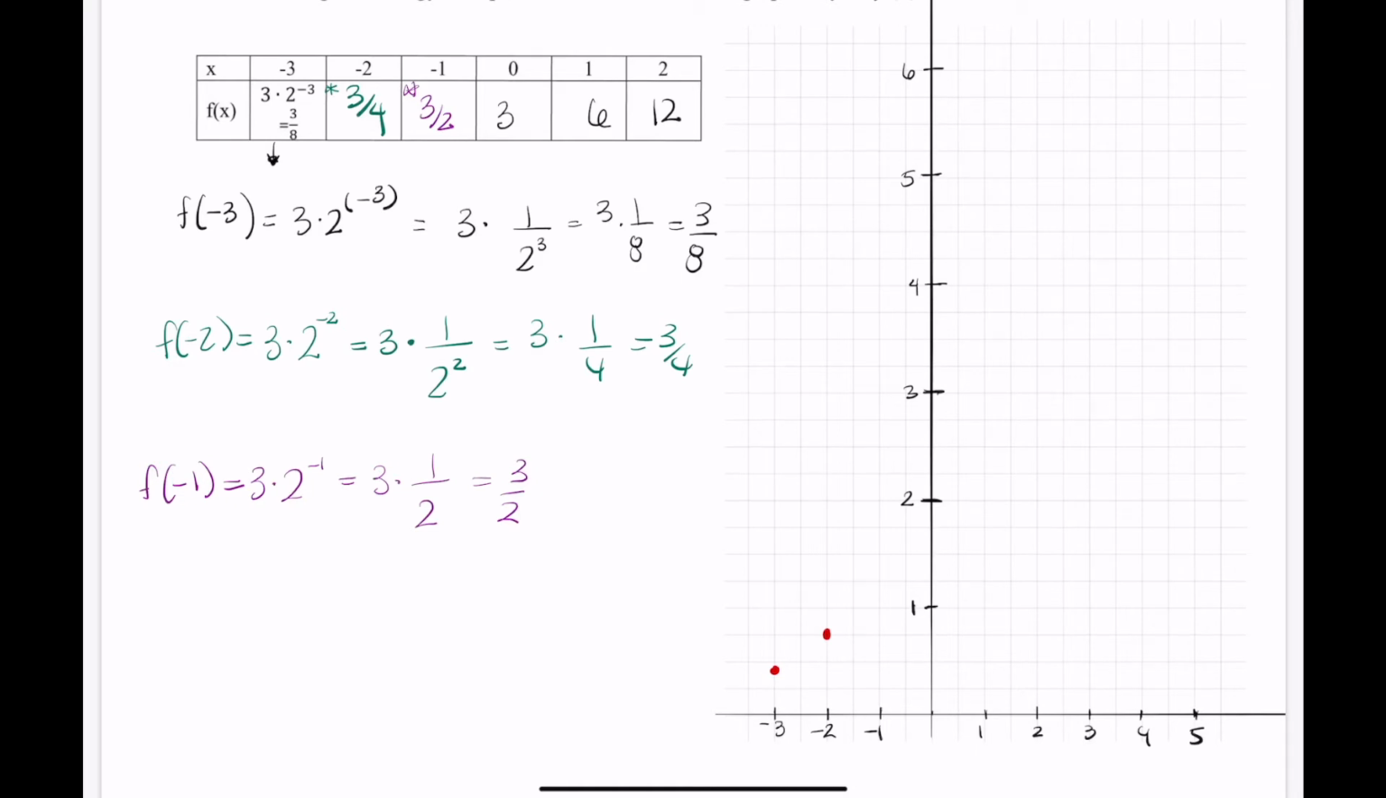At -1, it's 3/2, which is 1.5, so that's here. At x equals 0, we are at y equals 3. At x equals 1, we go all the way up to 6. And now I can connect the dots. So that is what f of x looks like. And as a reminder, this is f of x equals 3 times 2 to the x power.